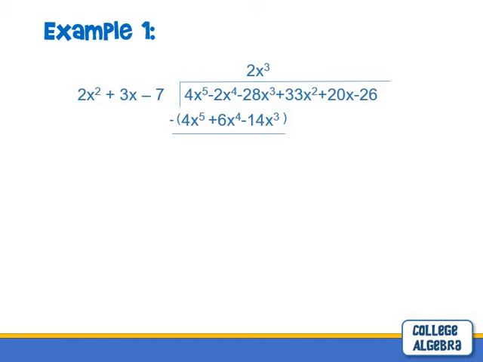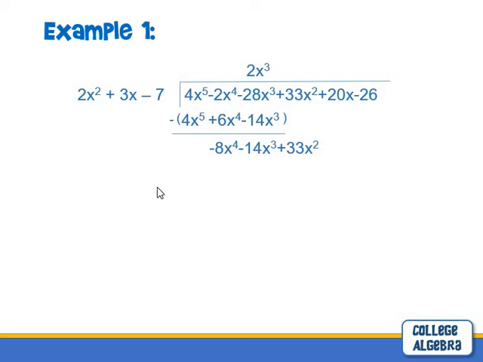And then you subtract, and the 4x to the fifth minus 4x to the fifth gives me 0. On the x to the fourth terms, we have minus 2 minus 6 will give me minus 8. And then on the x to the thirds, we have negative 28 minus a negative 14, which is negative 28 plus 14, so negative 14x to the third. And then we have the rest of it minus 0, and we can drop down as many terms as we need. 33x squared minus 0 will give me 33x squared. And we repeat the process.